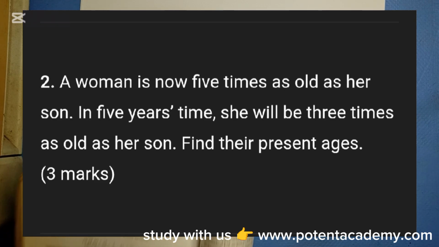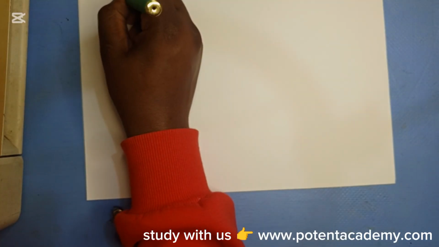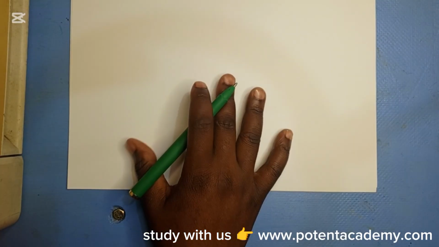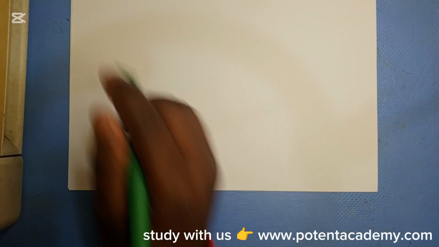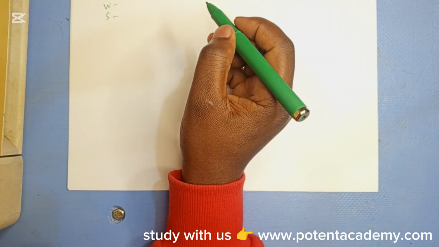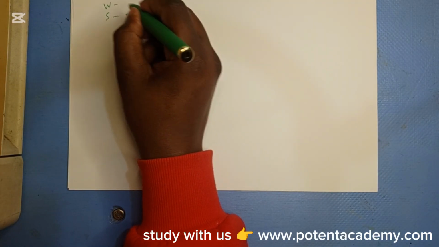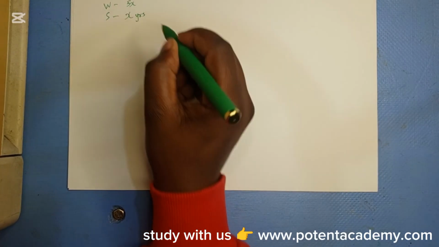A woman is now 5 times as old as her son. In 5 years, she will be 3 times as old as her son. Find their present ages. So you can begin with now, today: woman and son. A woman is 5 times as old as her son. So if the son is x years, the woman is 5x.